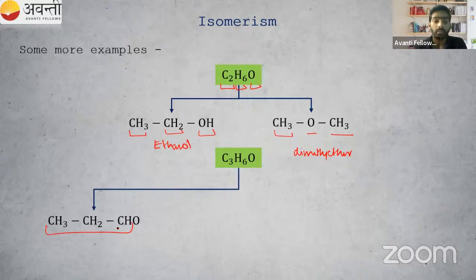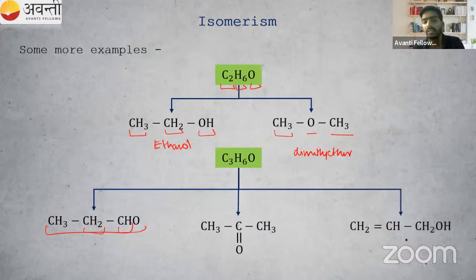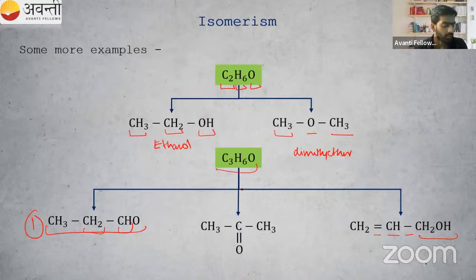CH3, one methyl group, then CH2, then CHO, and then another possibility is CH3, C double bond O, and then the CH3. And then one more possibility is CH2 double bond CH single bond CH2OH. Now, if you look clearly at the first compound, how many carbons, hydrogens, and oxygens are there? C3H6 and then the O.